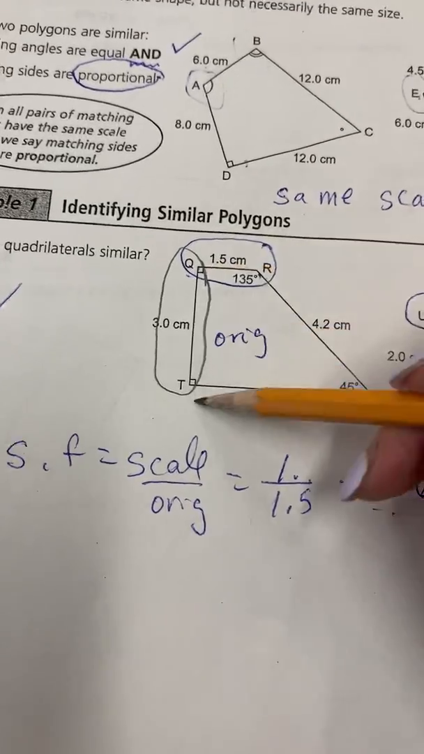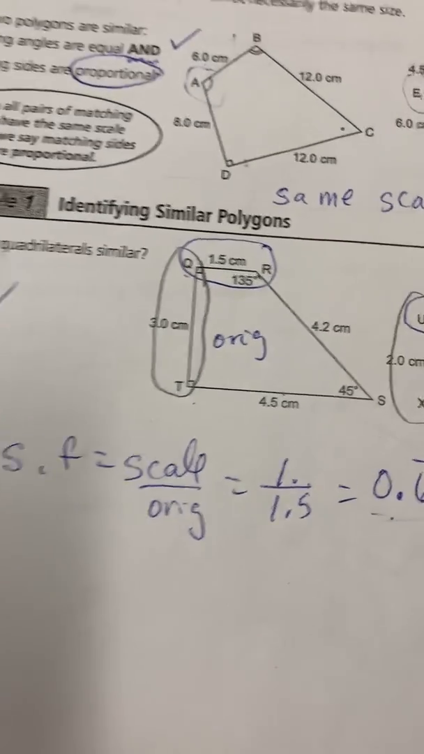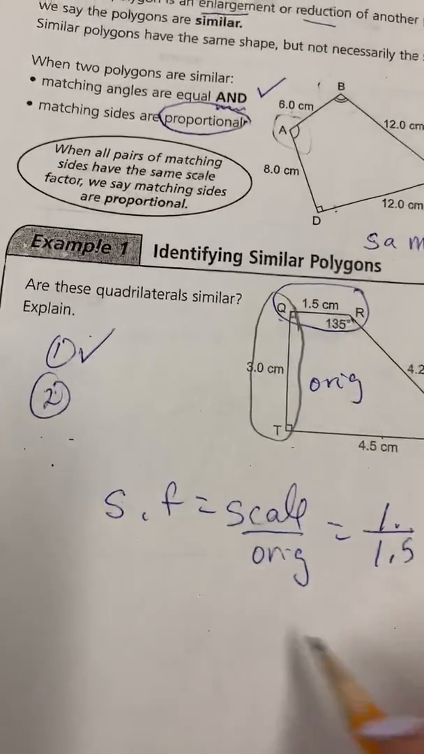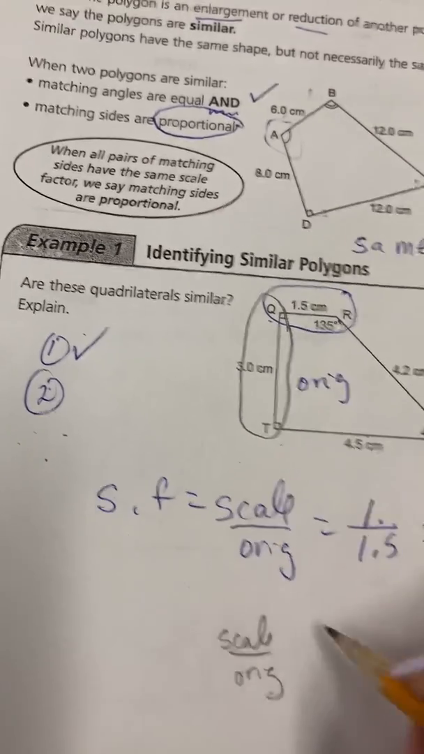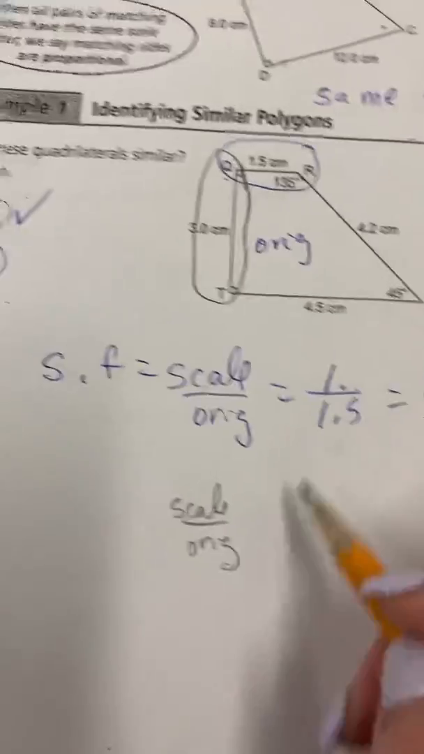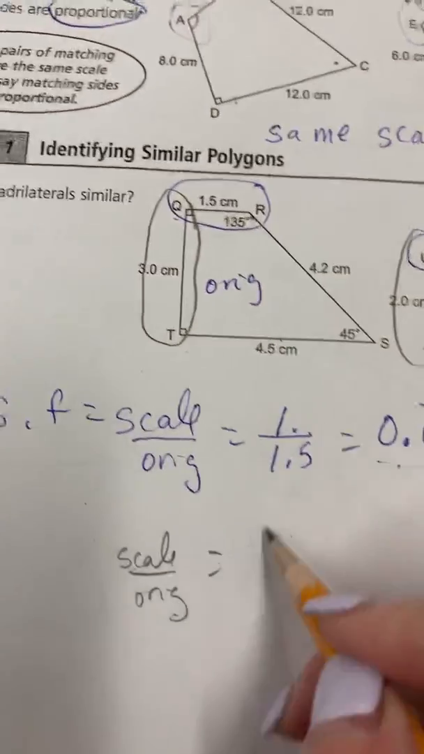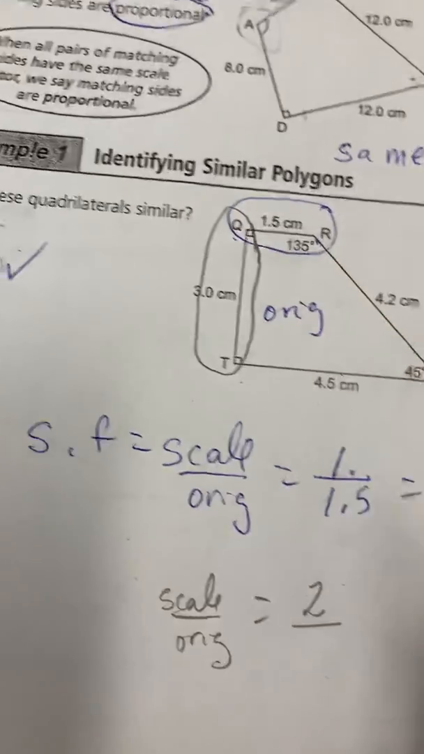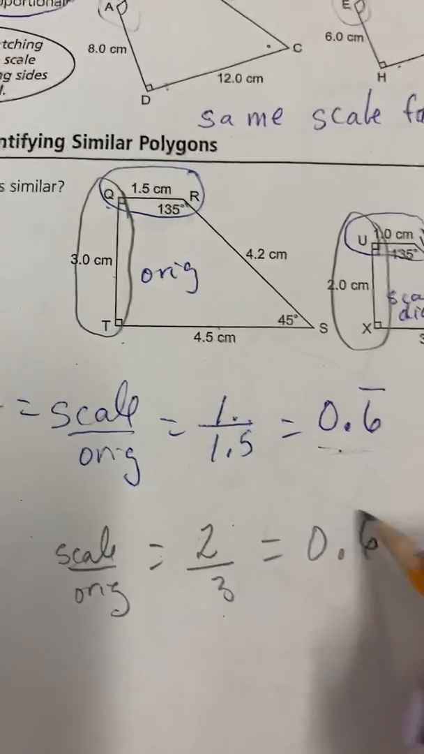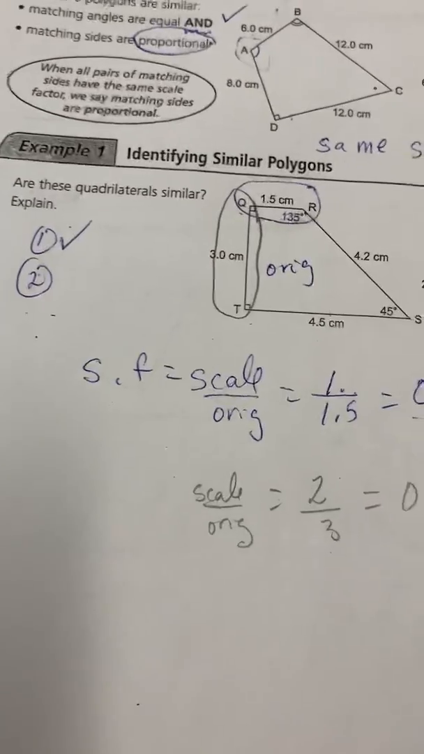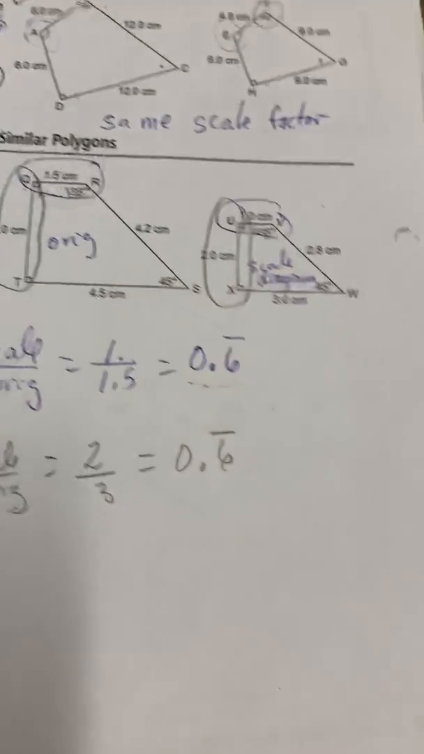Everyone should agree with me that QT is a corresponding side to UX. So again, I'm going to go scale over original, and I really should be writing the letters to the sides. I'll do that in the next one. In my scale diagram, I had 2. In my original, I had 3. And again, if you divided those, you get 6/10 repeating. So far, so good. But we're going to check every single one of them this time.